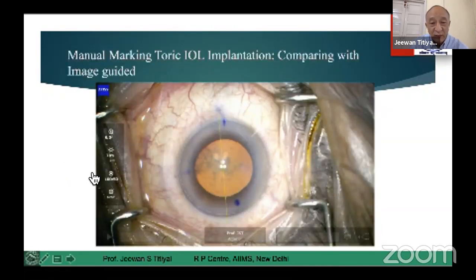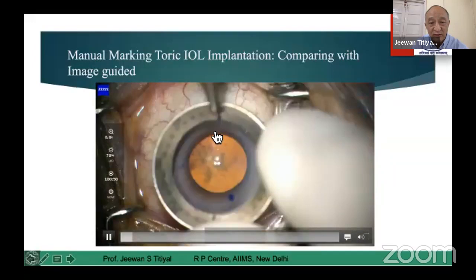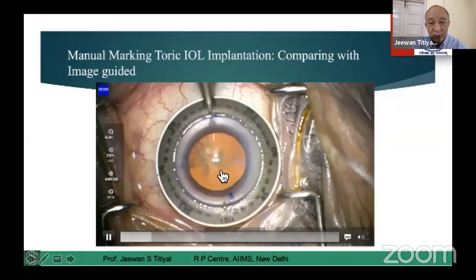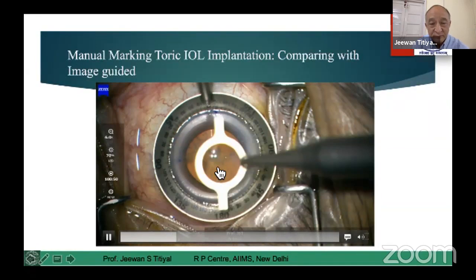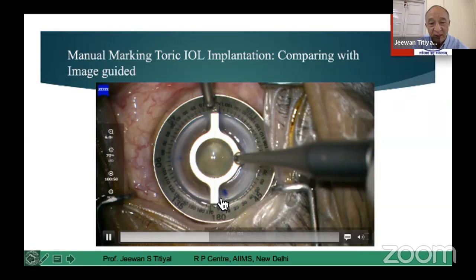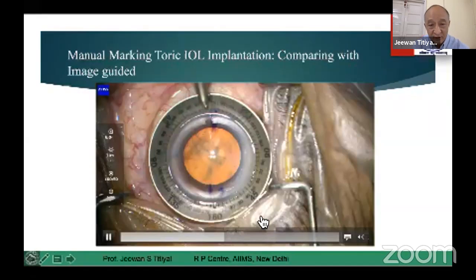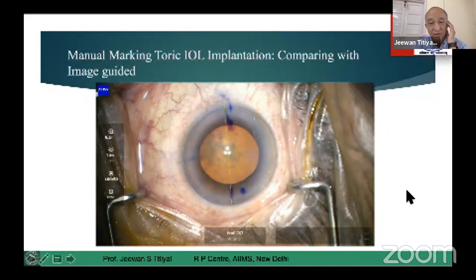And if you look into accuracy of the image-guided system with the manual marking, you can see manual marking is far away from what we can see with image-guided. So I have adjusted my manual marking by going away from the original mark, and that was well aligned with the image-guided system. So this type of deviation can be there in manual surgeries also.